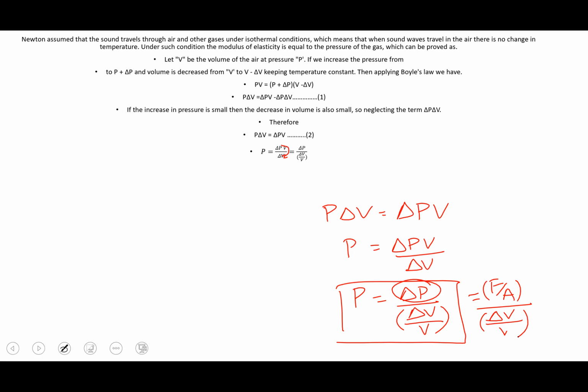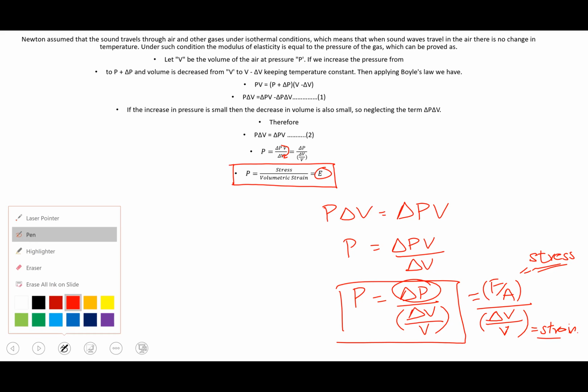Now this formula looks similar to a formula which we have seen before. This can be stress, because stress is also force per unit area, and change in volume divided by its original volume can be called strain. Now we have a new concept: the pressure is equal to stress over strain. Let us write it down. We said that the elastic modulus is also the same thing, stress over volumetric strain. So we are now putting P is equal to E. This is the main concept, and that is why we rearranged V and delta V in the equation.